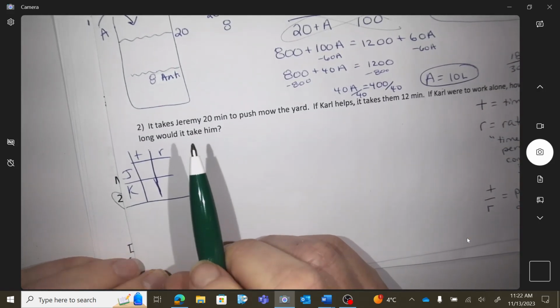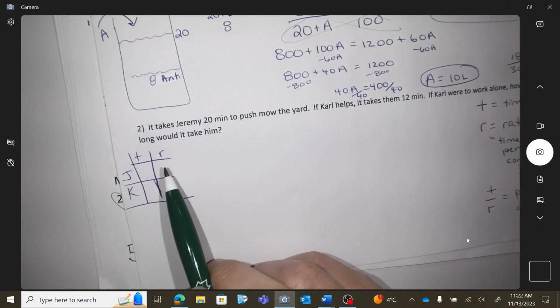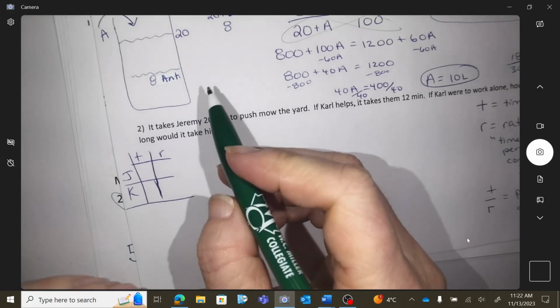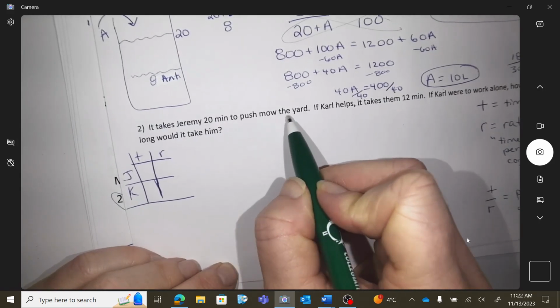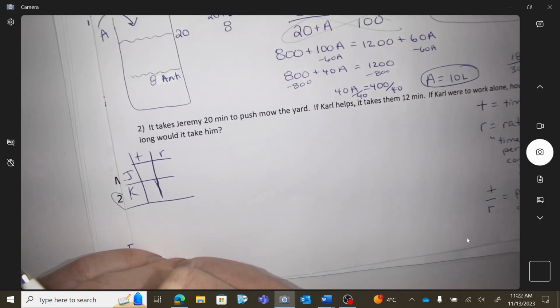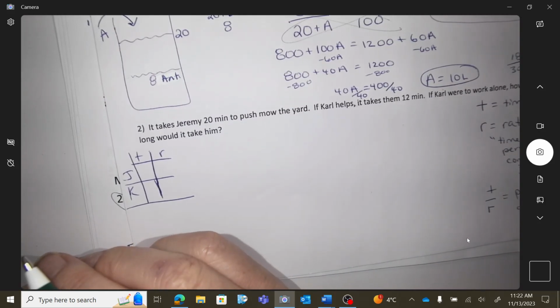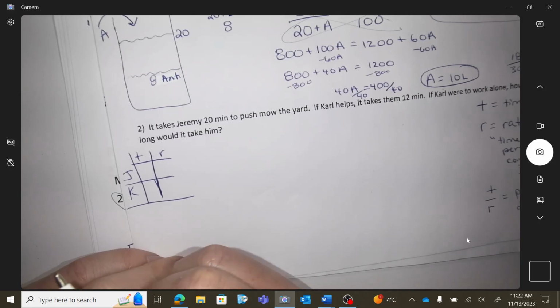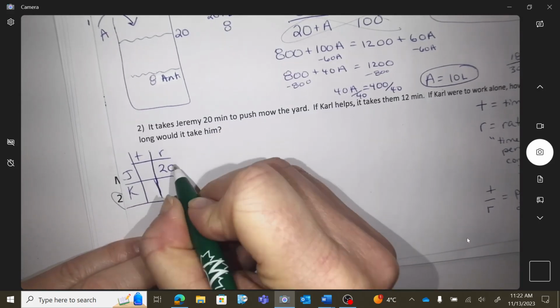Okay, I'm going to read and then we say stop, fill in. It takes Jeremy 20 minutes to push mow the yard. So is that Jeremy's time of working or is that the rate to do the whole thing? That's a rate. Jeremy's rate.